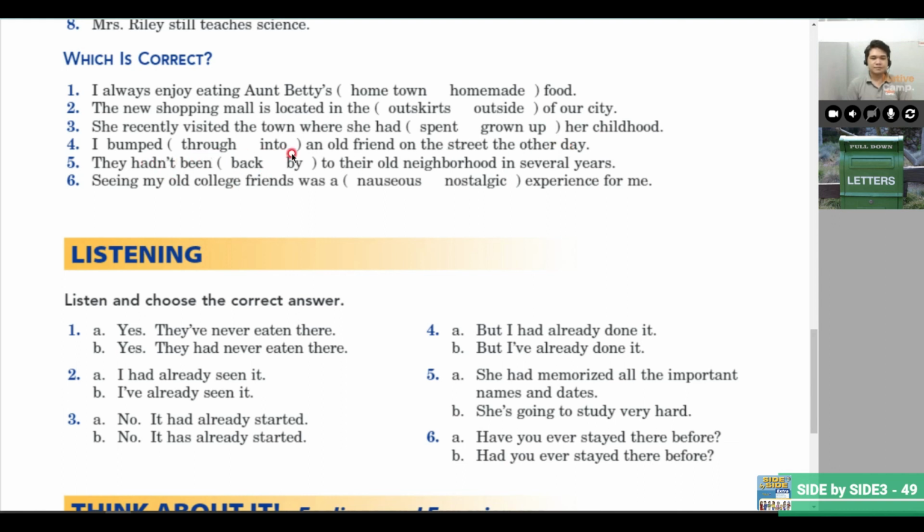Number four. I bumped into an old friend on the street the other day. Correct. Number five. They hadn't been back to their old neighborhood in several years. Good. Number six. Seeing my old college friends was a nostalgic experience for me. Yes, correct. But sometimes it can also be a nauseous experience. Do you get what I mean? Anyway, let's move on to listening.